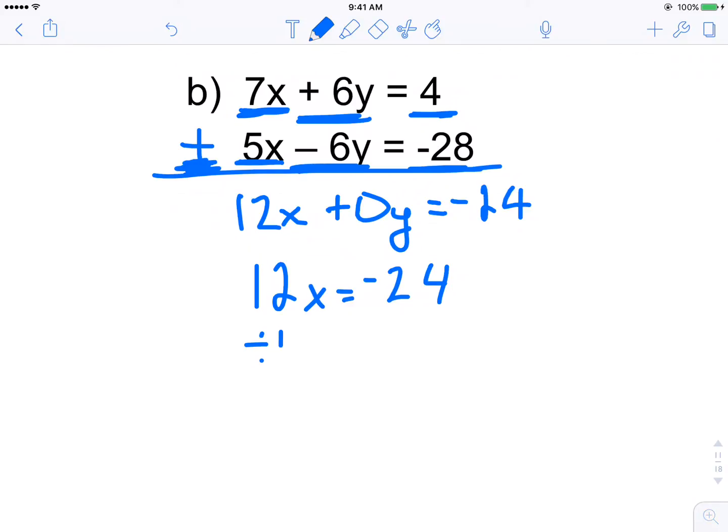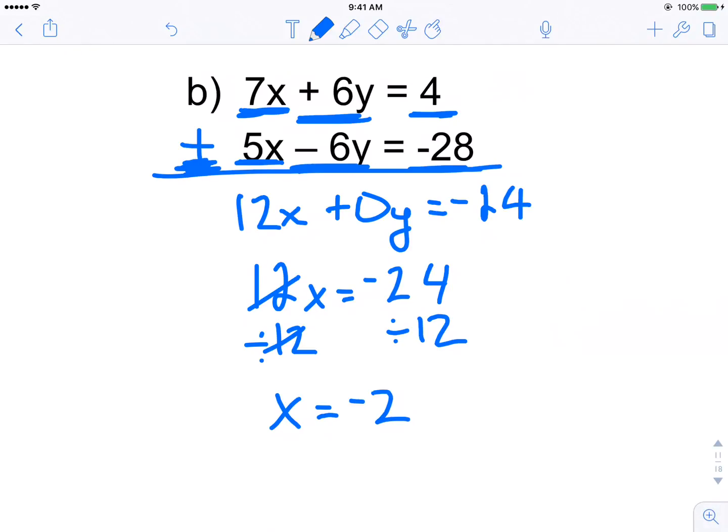I divide by 12. X is equal to negative 2.